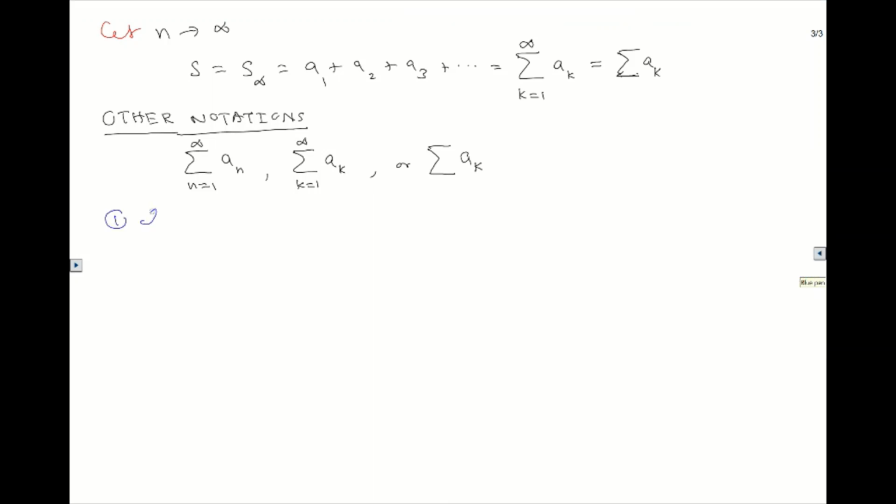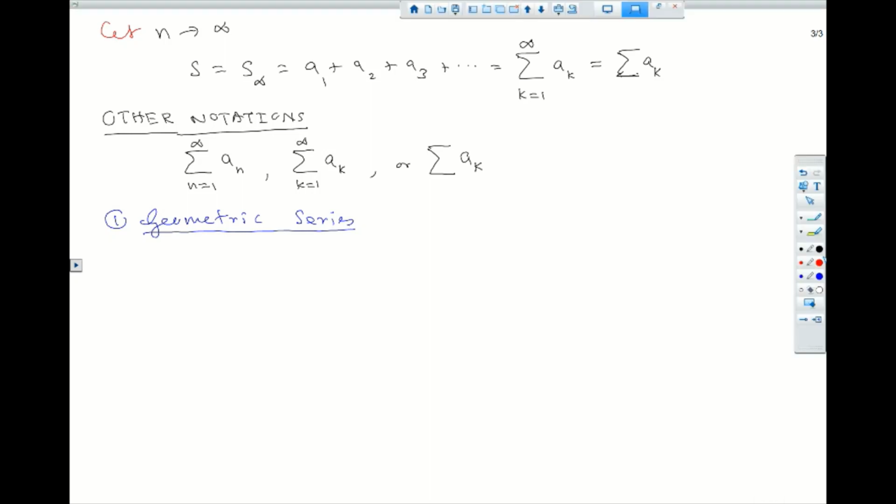So the geometric series, and this is very, very important. We're gonna have a lot of applications of this one later. So what's a geometric series?